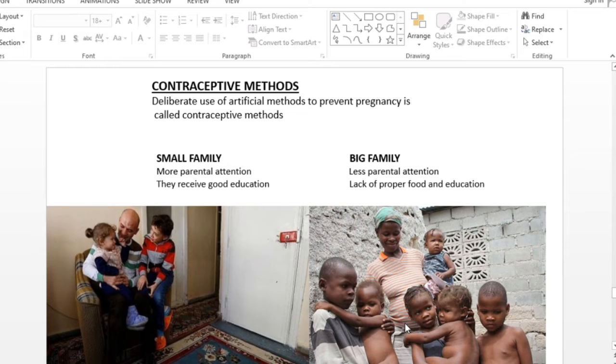To control the population explosion and for the well-being of the family and our nation, birth control is necessary. The various methods used for birth control are called contraceptive methods. It is the deliberate use of artificial methods to prevent unwanted pregnancy. In this picture, you can see a small and a big family. In a small family, each child receives more parental attention and good education. If the size of the family is large, the parents are not able to give proper food, education and other facilities to all their children.